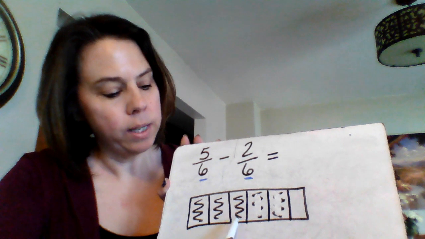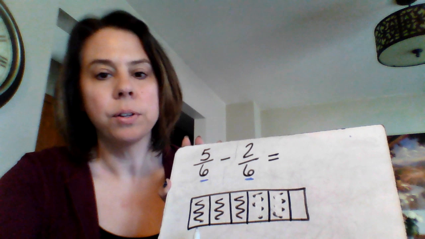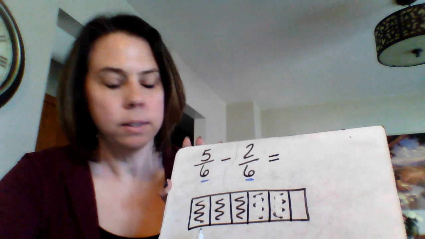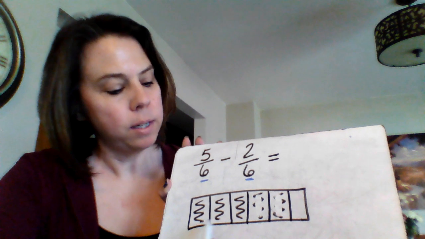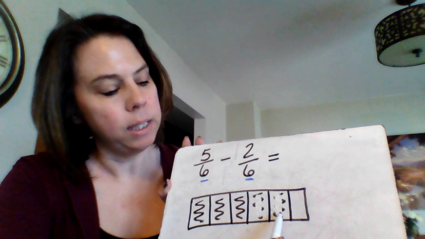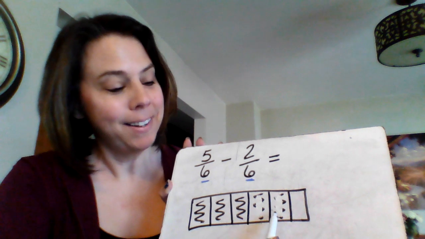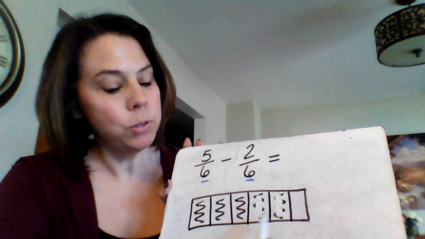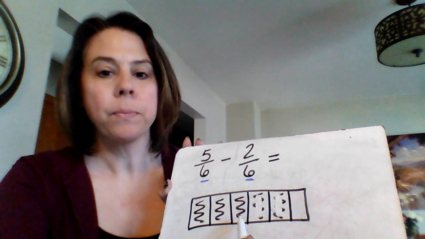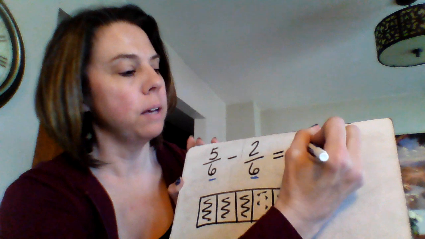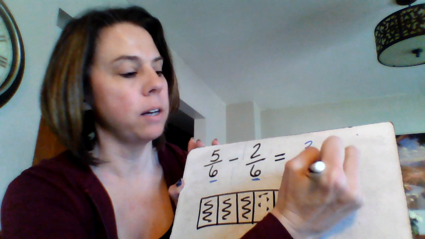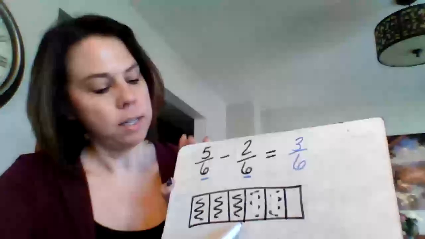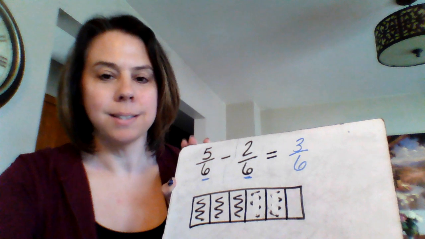And so now we still have 3 more parts in our whole available. And so now we have, after eating or using or taking away 2 of the 6 pieces, we now have 3 of the 6 pieces in our whole left. And as you can see, that is the same as 1/2.